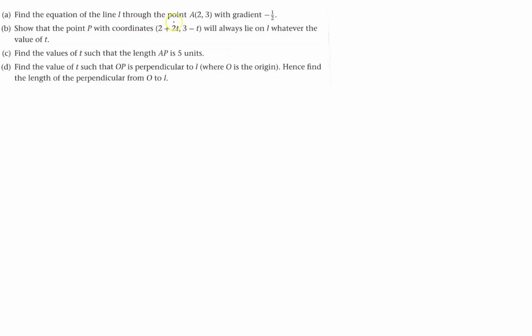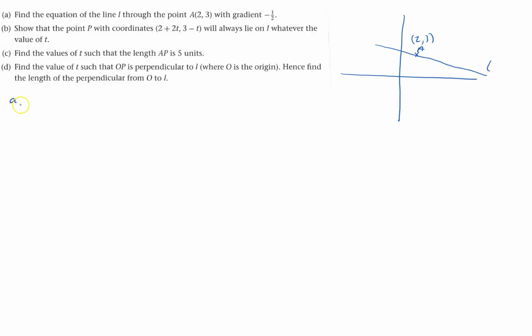Okay, so we've got to find the line going through point 2, 3, and draw a little picture of it up here. 2, 3, so 2, 3 there. It's not very good. Try to do it more to scale. About there. So that's 2, 3, and that is point A. Gradient minus a half, so it slopes downwards like so. That'll do. And that is the line L.